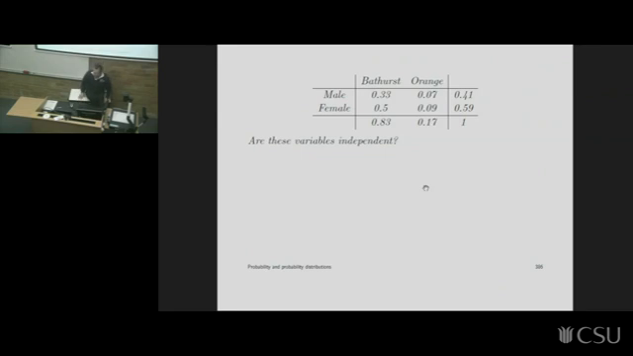So, how do you work out if they're independent? Check the independence definition again. Basically, if they were really independent, then the top entry, the probability of being male in Bathurst, would be the marginal probability of 0.41 times the 0.83. That should give you the other value, the key definition of independence.